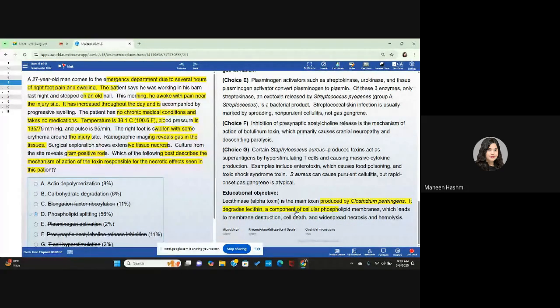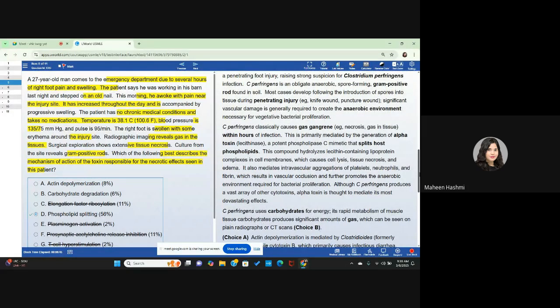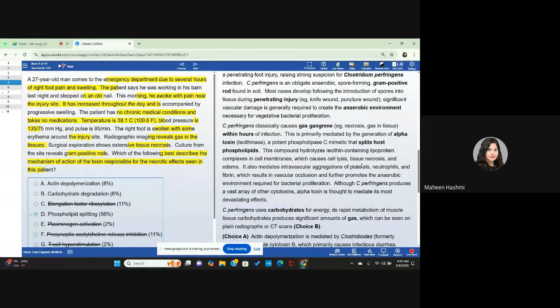Okay, so we know lecithinase is an alpha toxin and it's produced by C. perfringens. It degrades lecithin, and we know that it causes necrosis, membrane destruction, cell death, and hemolysis. All right. One more thing also causes gangrene. What's the other thing that causes gangrene? Diabetes. Yes.